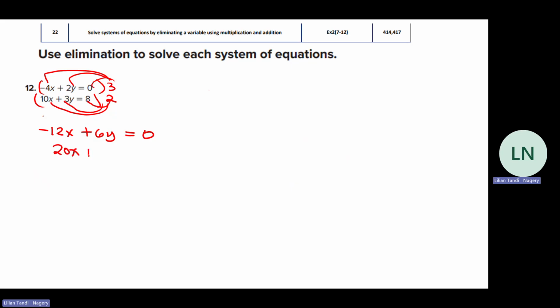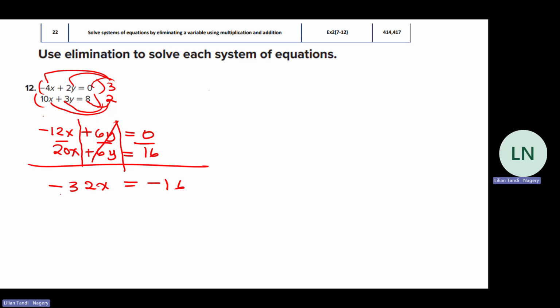20x plus 6y equals 16. Three houses. Minus, because my signs are the same. My operations are the same. This is 0. This is negative 22x. No, that is not true. This is negative 32x. This is negative 16. You divide by negative 32, you divide by negative 32 on both sides.